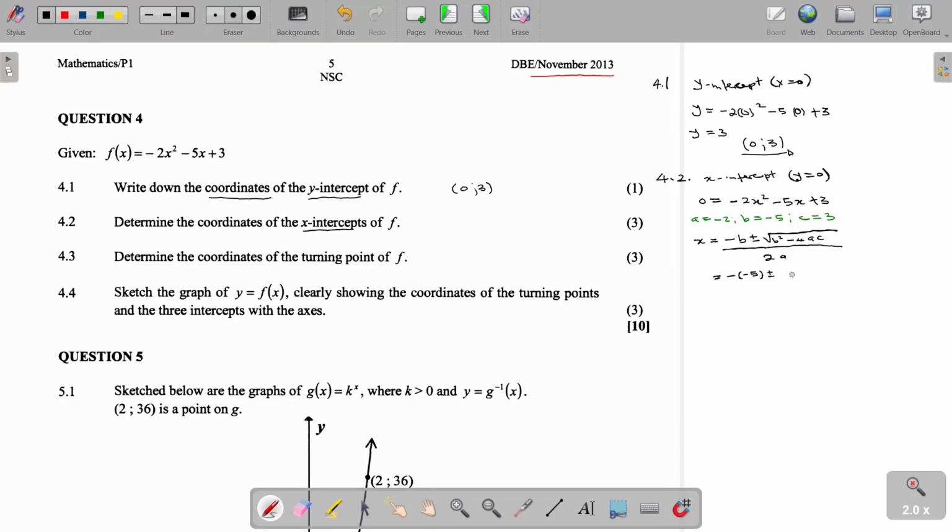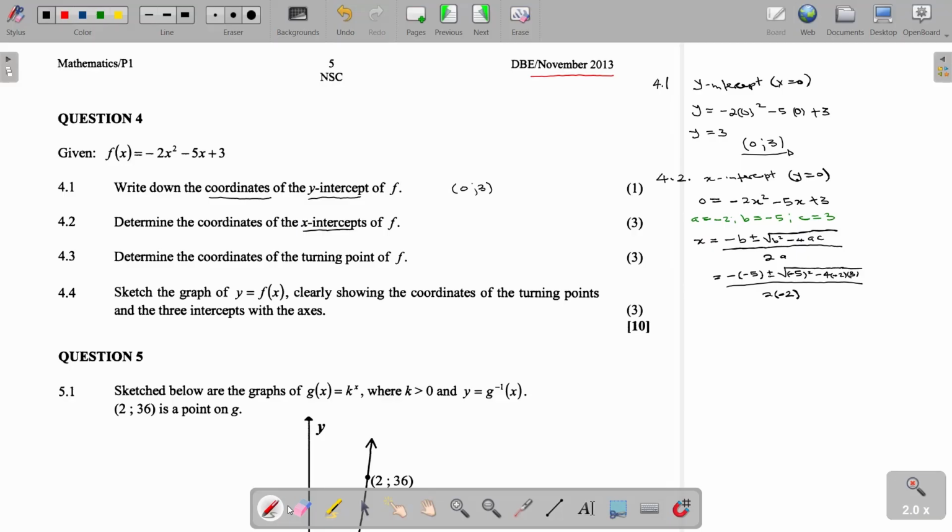plus or minus the square root of b squared, which is minus 5 squared, minus 4a is minus 2, then c is 3, all over 2a is minus 2. Then we trust the calculator.